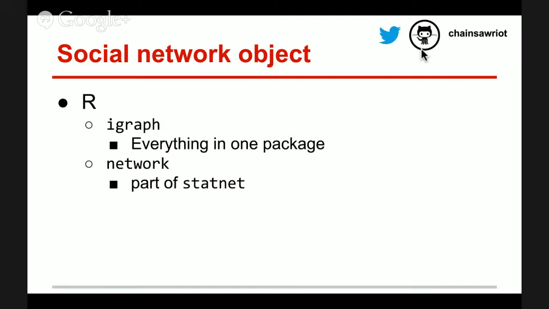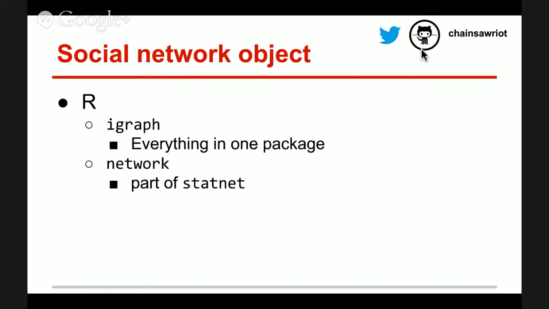And how do we represent a social network object in R? There are actually two different packages for doing that. The first one is iGraph. iGraph has the beauty of having everything in one package. For example, when you need to plot that particular social network object, and you need to do social network analysis, anything, for example community detection, iGraph has everything.